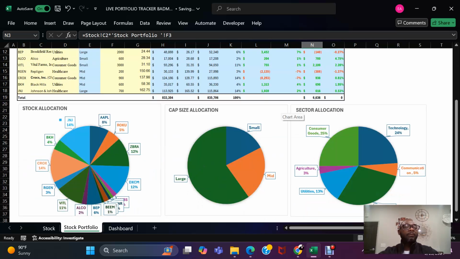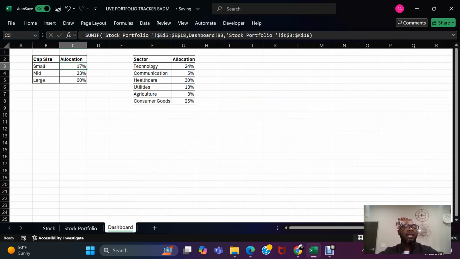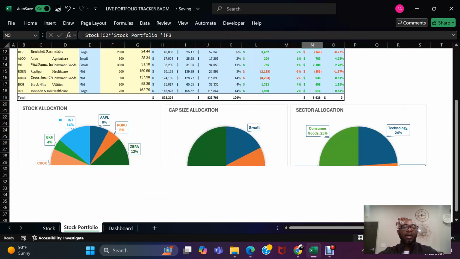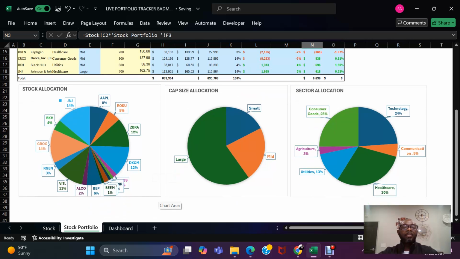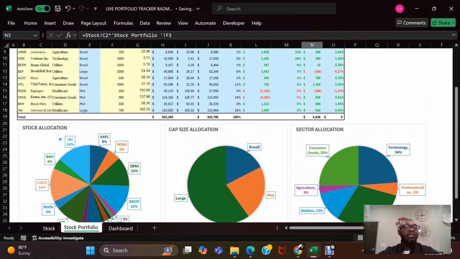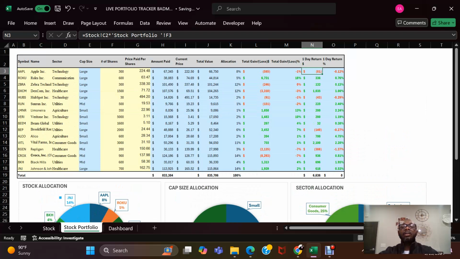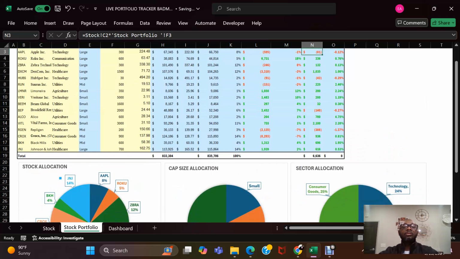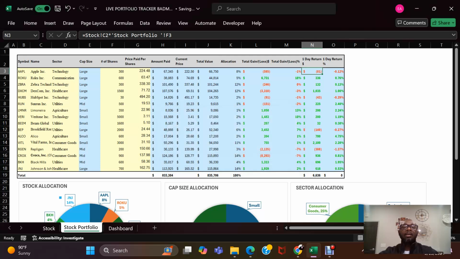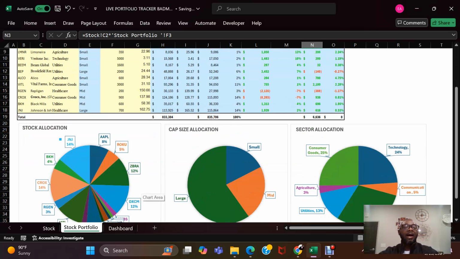So let's go to the various charts that we have here. I calculated my charts from the dashboard that we have there. I determined them from here. So these are the calculations that brought about those things. Let's look at this stock allocation chart. This chart is simply showing us the percentage allocation that I have here.